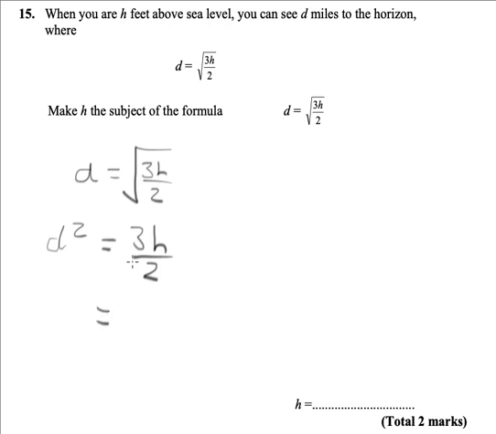I'll just run you through that again. To get rid of this square root, we effectively square both sides of the equation, so it leaves me with d squared there, and then on this right hand side it gets rid of the square root, so it just leaves us with 3h divided by 2. Okay, and we are after h as the subject. Well, we've got 3h divided by 2, so we're going to multiply both sides of the equation by 2 to leave me with 3h here, and then 2d squared there. And then final step is to divide both sides of the equation by 3, which will leave me with h here, and then 2d squared divided by 3 there.